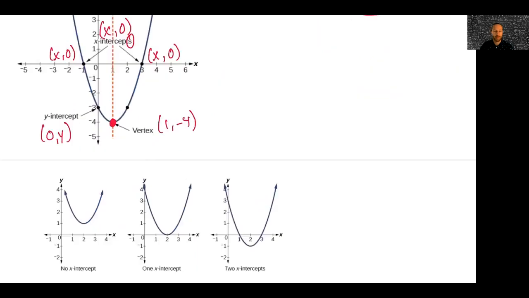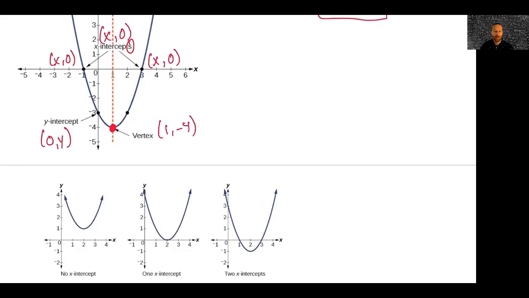So I mentioned that there could be 0, 1, or 2 x-intercepts, places it crosses through the x-axis. Because it goes up or down and out forever, there will always be one and only one y-intercept. But sometimes these things will be above the x-axis and going up, or below and going downwards. So it never crosses through, therefore there is no x-intercept.